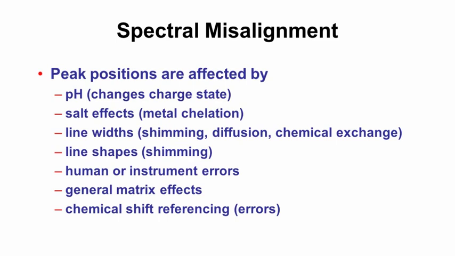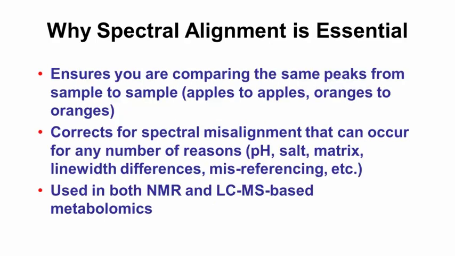Just like the scaling I mentioned before, spectral alignment is also essential because it ensures you're comparing the same peaks from sample to sample. Again, it's apples to apples and oranges to oranges. If you're comparing peaks to noise, then you think you probably found something significant. But if you're comparing peaks to peaks, then in fact maybe that's not so significant. So this corrects for spectral misalignment, and it's widely used in NMR-based metabolomics, LCMS-based metabolomics, and even GCMS-based metabolomics.